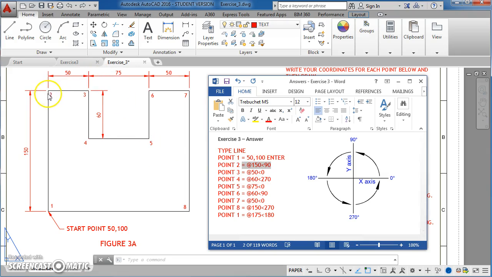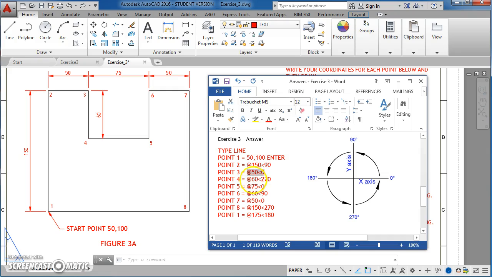Let's have a look now. So we've plotted that one, and now relative to point 2, where would point 3 be? So let's look at point 3. So it asks for the distance or the length of the line first, and it is 50, so it'd be @50, angle symbol. Now it's asking for the angle of the line, and the line is traveling in this direction. So you look at your compass and it's traveling in this direction, so the angle is 0. So you would put a 0 in.